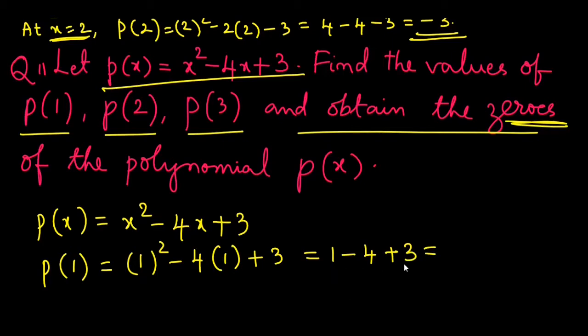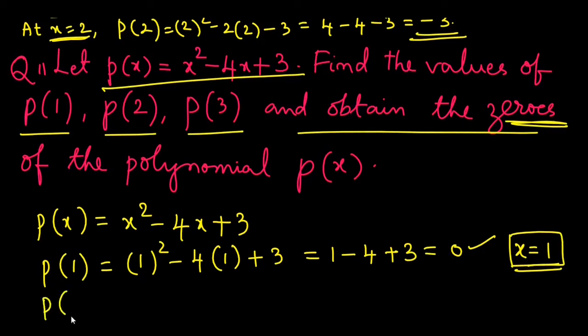So this becomes 1 minus 4 plus 3. 1 plus 3 is 4. 4 minus 4 is 0. So we have got value of the polynomial as 0. The value of polynomial is 0 here. So the value of x we have taken, x is equal to 1, this is the 0 of the polynomial.